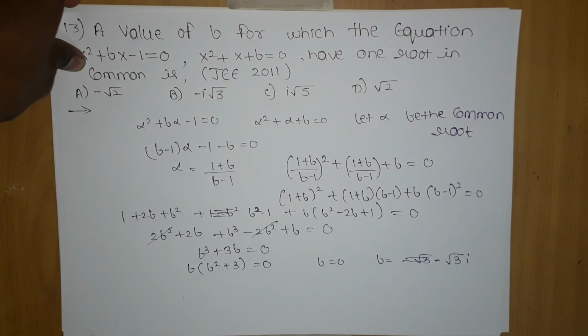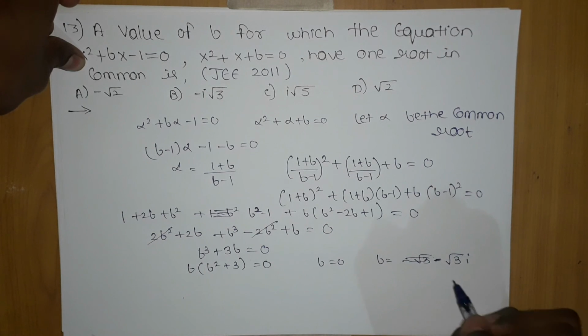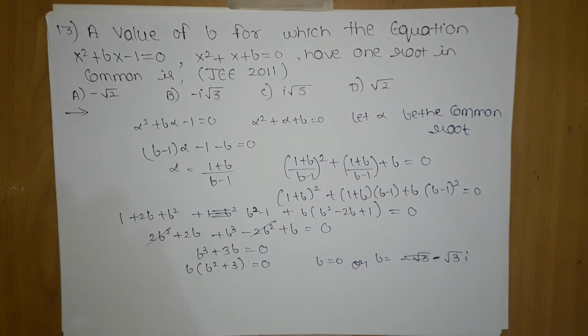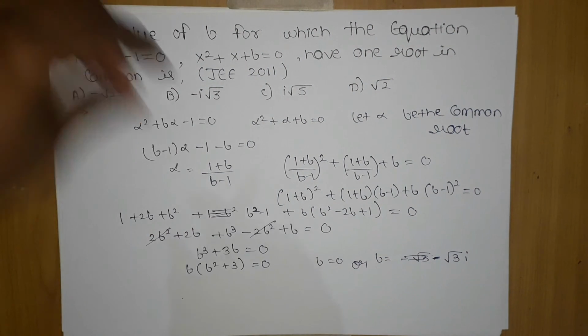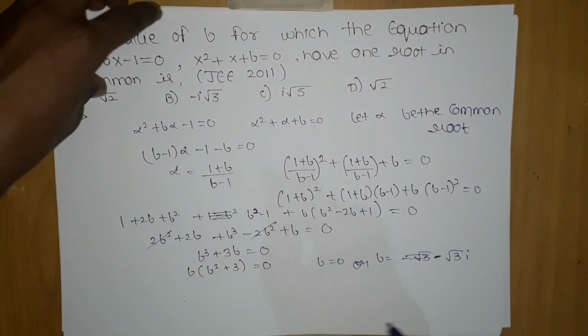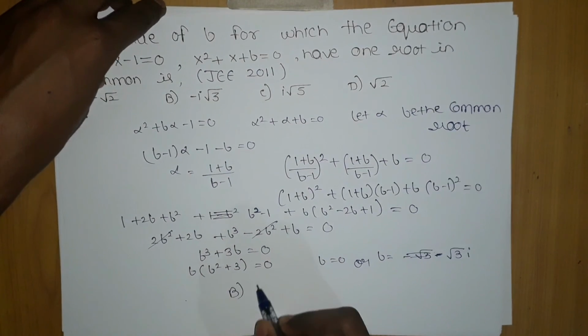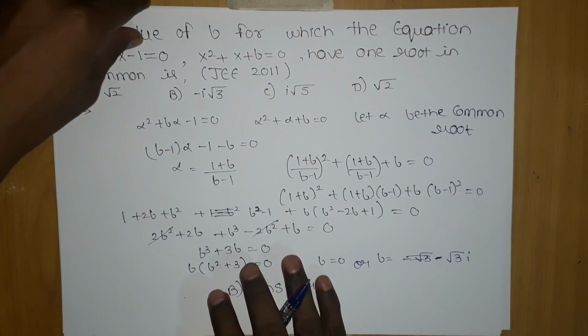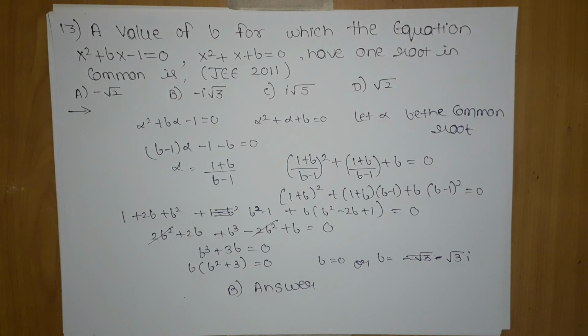So what we have in the options is minus iota root 3. It can also have b equal to 0, which would also be right, but since they have given only one option, we will go with option B. B is the answer. Okay guys, so we are done with all the JEE Advanced questions. Now we will move back to single multiple choice questions. See you in the next video.